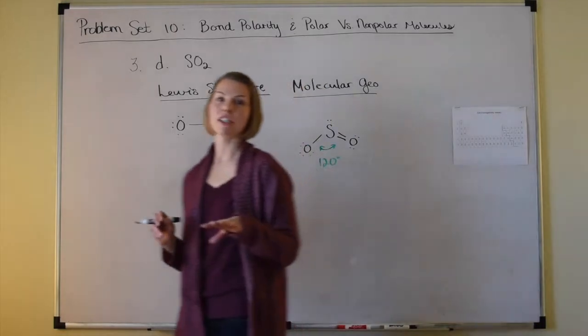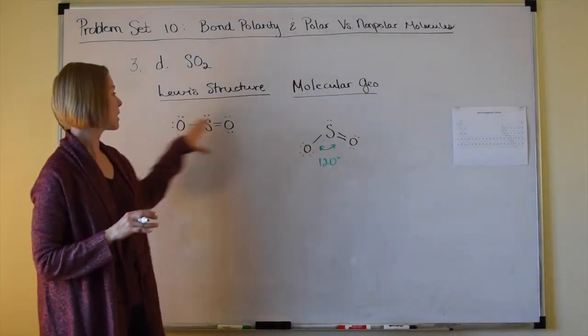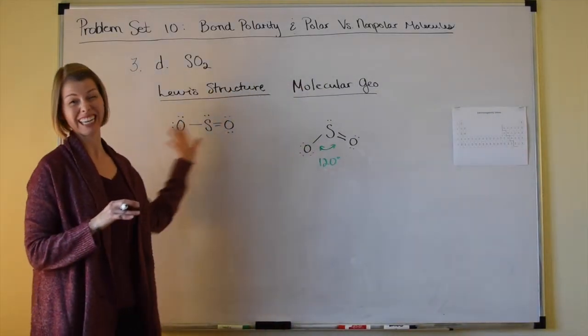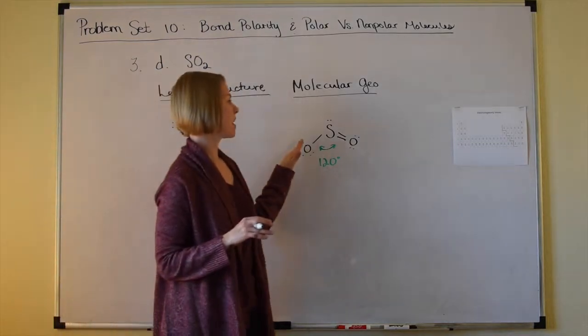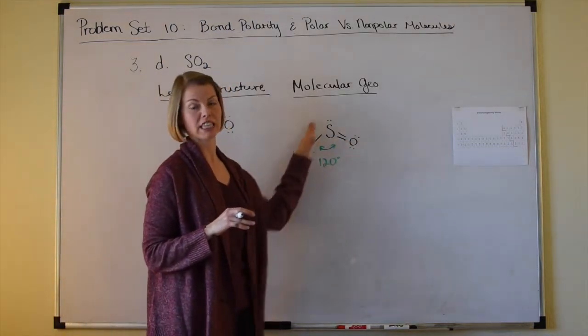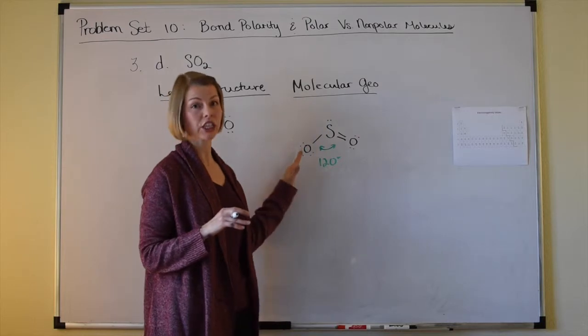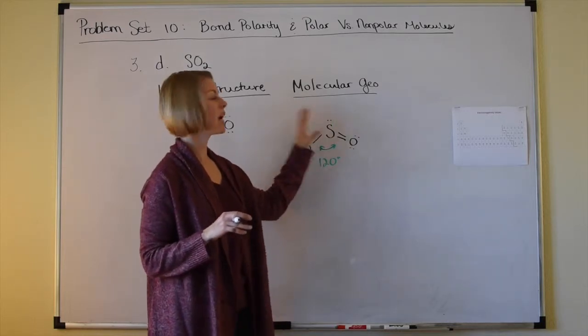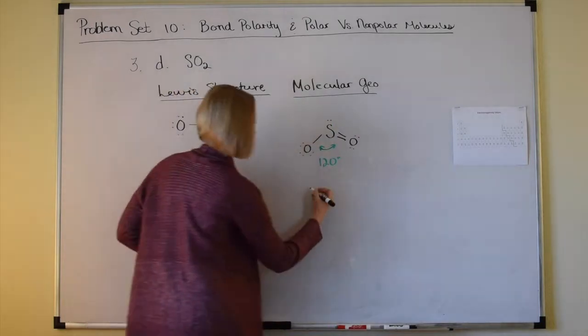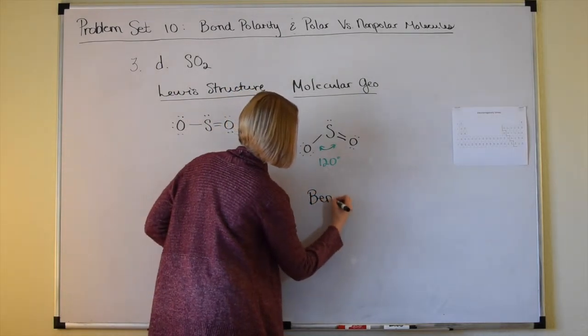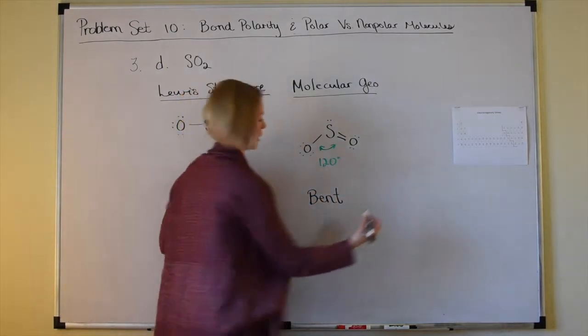All right. So we can see that this is not going to be linear like the Lewis structure kind of indicates. It's going to have an electron pair geometry that is trigonal planar and a molecular geometry, because of the lone pairs, that is bent. So the molecular geometry is bent, not linear. That is very important here.